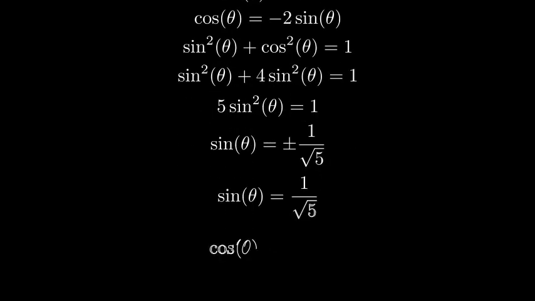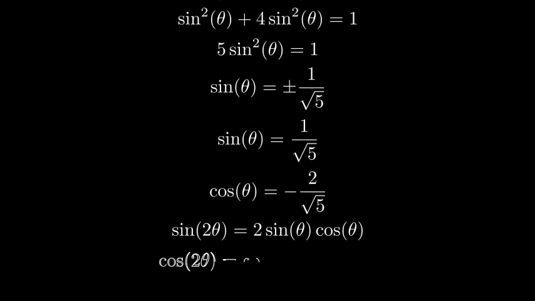Solving this, we get that sine theta equals plus or minus 1 over root 5. Since we know theta is in quadrant 2, sine theta must be positive. So sine theta equals 1 over root 5. Now, let's find sine of 2 theta and cosine of 2 theta using the double angle formulas.